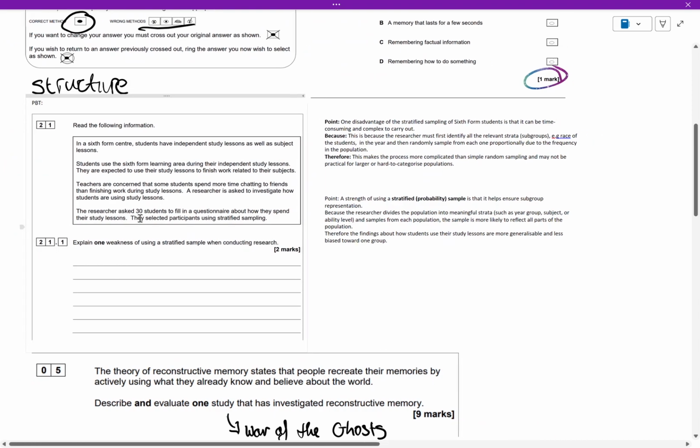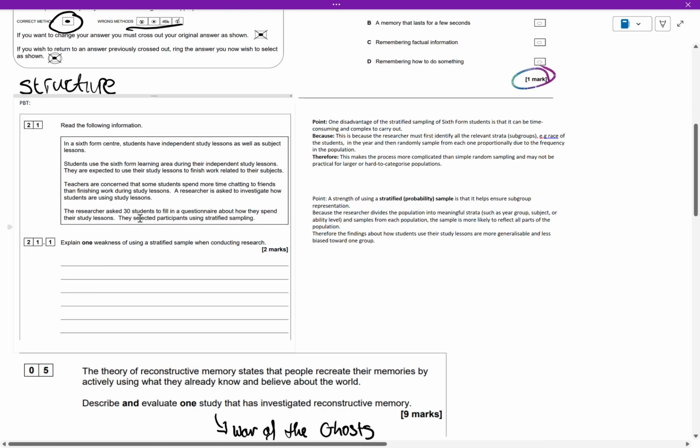So for this question, it's asking you to explain one weakness of using stratified sampling when conducting research. In this question, it's asking you to evaluate stratified sampling. Evaluation is just providing analysis of the strengths and weaknesses of whatever you're being asked. In this case, it's also giving you a stem, so it's looking for you to apply your knowledge to this stem, and that will gain you the 2 marks.